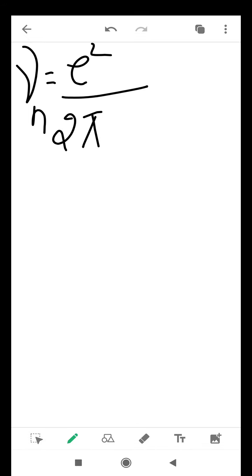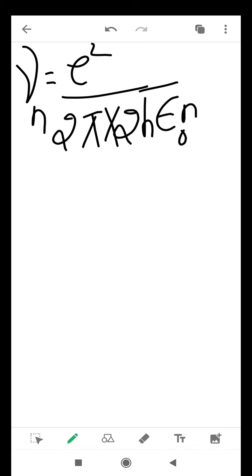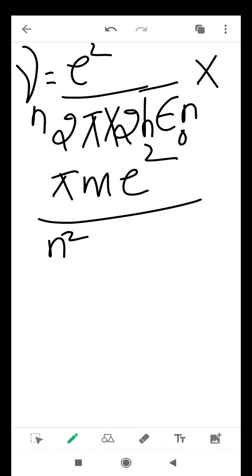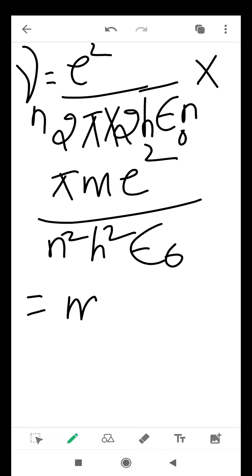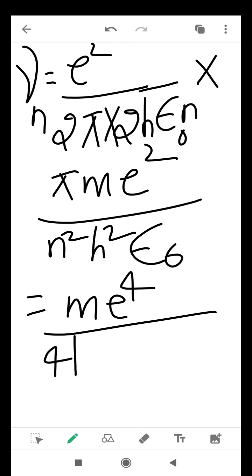Now the value of Rn into 2h epsilon naught n into pi m e square divided by n square h square epsilon naught. After simplification, we'll get the value of frequency as m e raised to 4 divided by 4 h cube epsilon naught square into n cube.